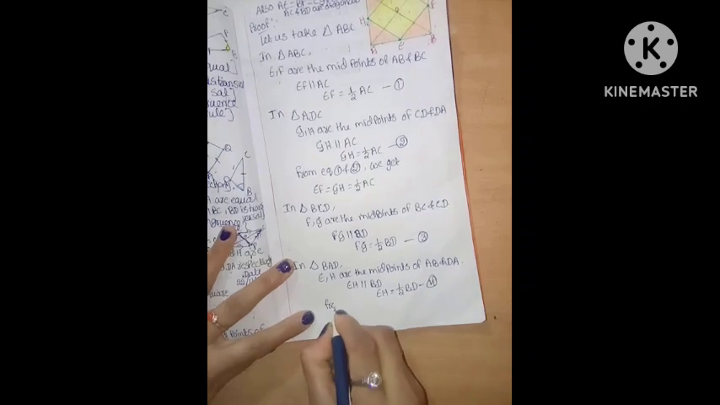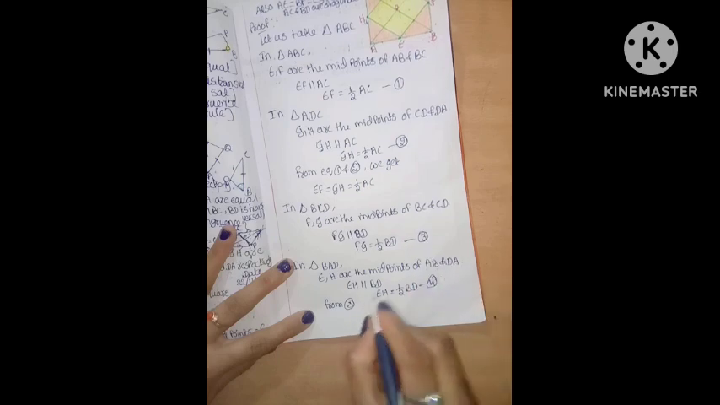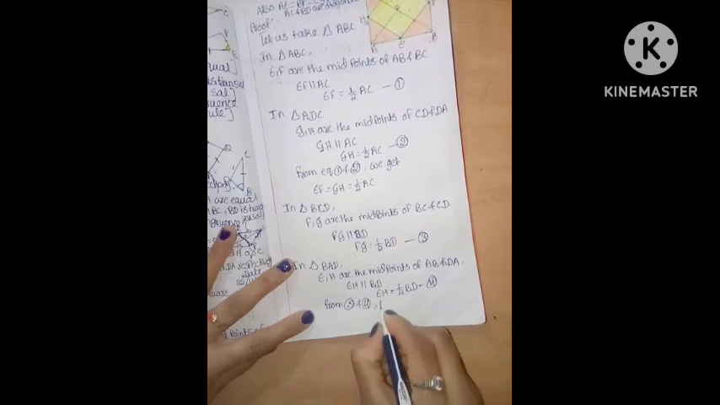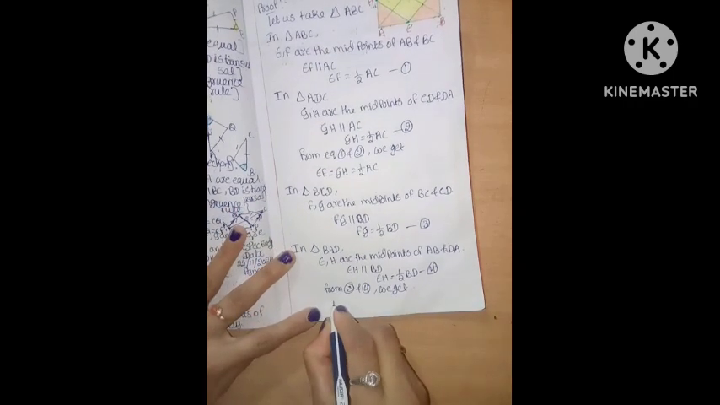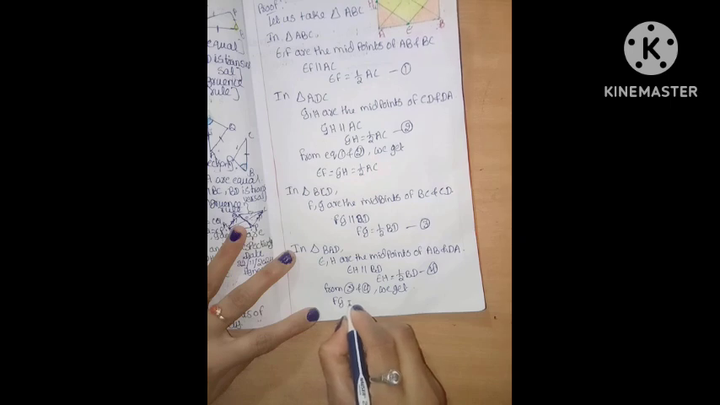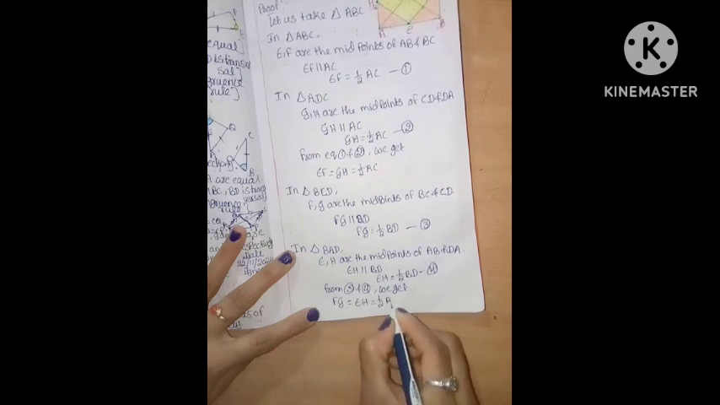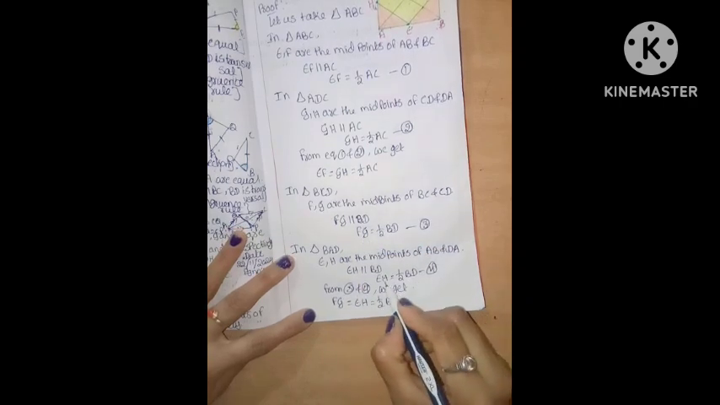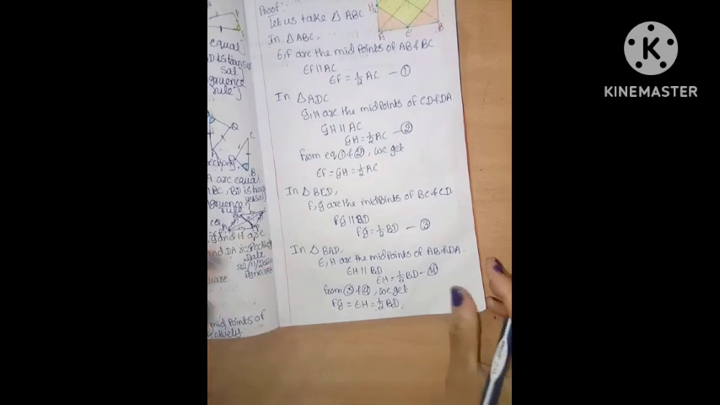From equations number 3 and 4, what will we get? FG is equal to EH is equal to half of BD. Half of BD is equal to FG and half of BD is equal to EH. So these two are equal to half of BD. Okay, are you clear?